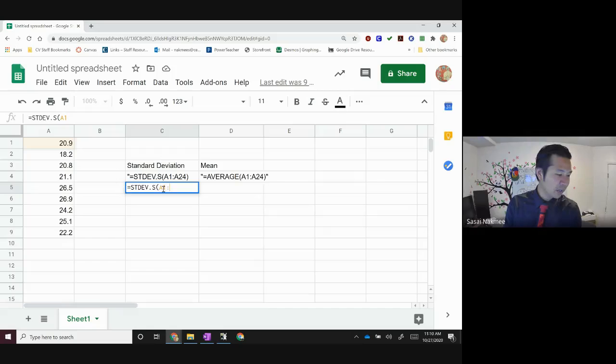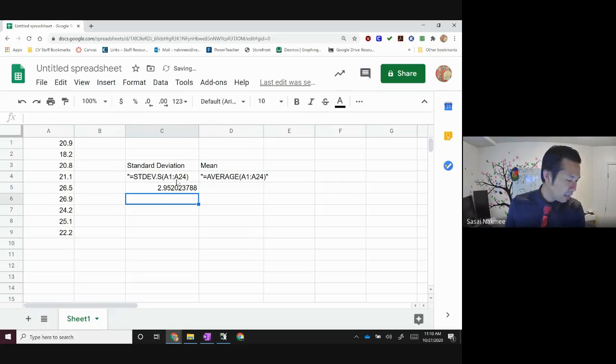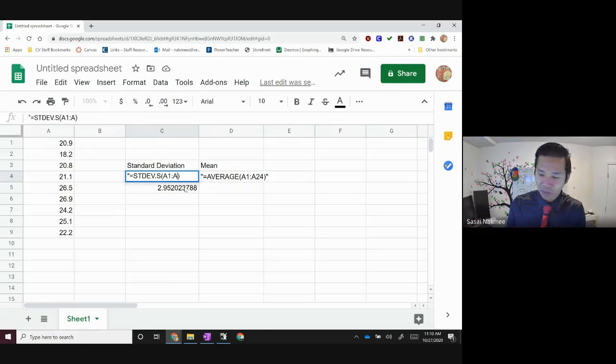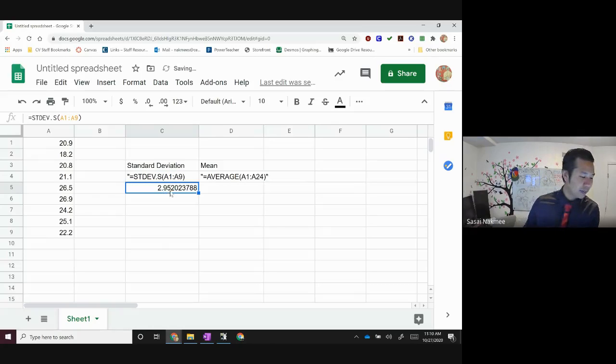It's going to go from A1 all the way down to A. Notice if you type in A, it just highlights all the way down, but I wanted to stop at A9, right? Press enter. It's the same equation, except it's not A1 to A24 this time, it's A1 to A9, the standard deviation of my sample, and it is going to be 2.952023788. If you write down 2.95, I'll give you the points. If you write down 2.9, I'm a little upset, but it's close enough. But 2.95 would be ideal. 2.952 would be the best answer to write down for the standard deviation.